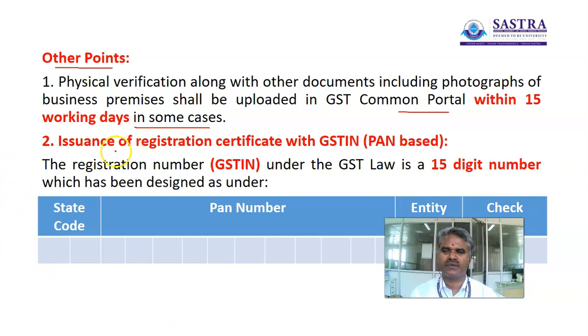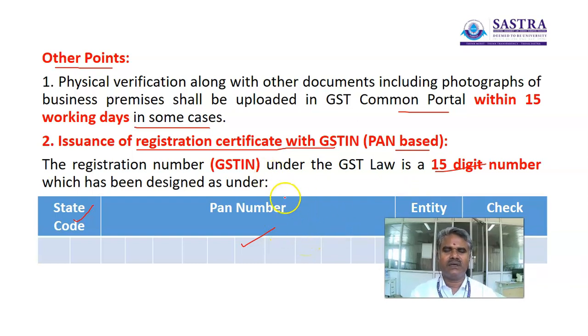Issuance of registration certificate with GST number, a PAN-based number. I already told you, this is a PAN-based registration, because you already have a 10-digit PAN number. The 10-digit PAN number comes with a state code. This is your PAN number, then the 2-digit state code. Then the entity code, meaning whether you are an individual, a company, a trust or a society, and then the check code. So totally they will give a 15-digit number. The GST registration number should be 15 digits. This is the 15-digit registration number they give.